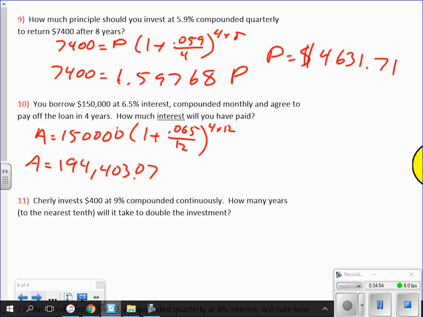However, that is not my answer, because the answer is how much interest will I be paying, right? So what do I need to do? Subtract 150,000 from that. Subtract the original loan amount from that. And you do that, and you'll be paying back $44,403.07. Right? Yeah, 7 cents. So you're going to pay $44,000 more on that loan.